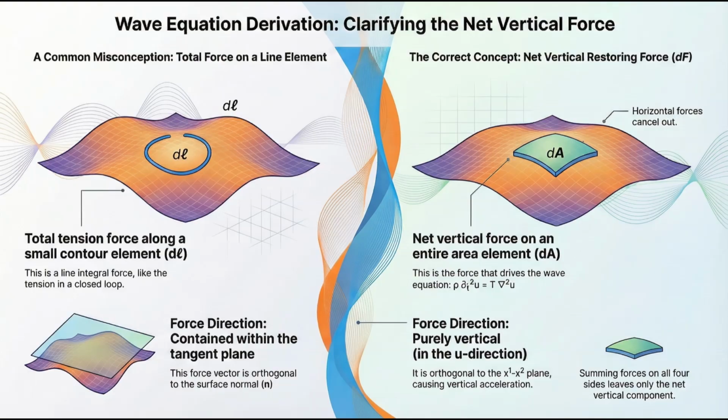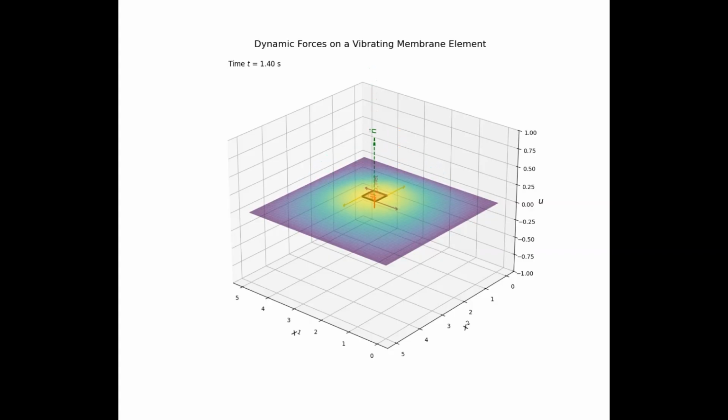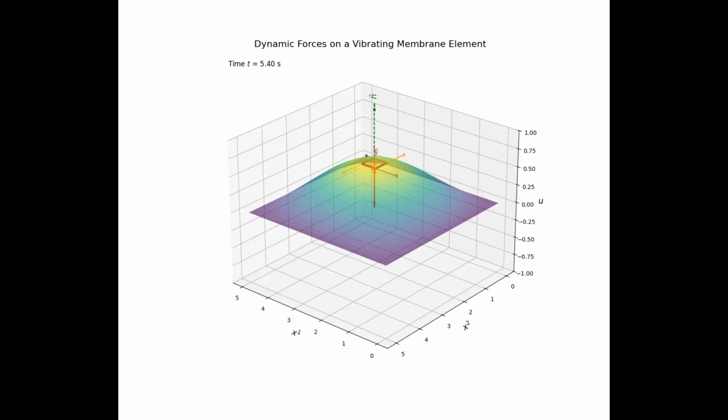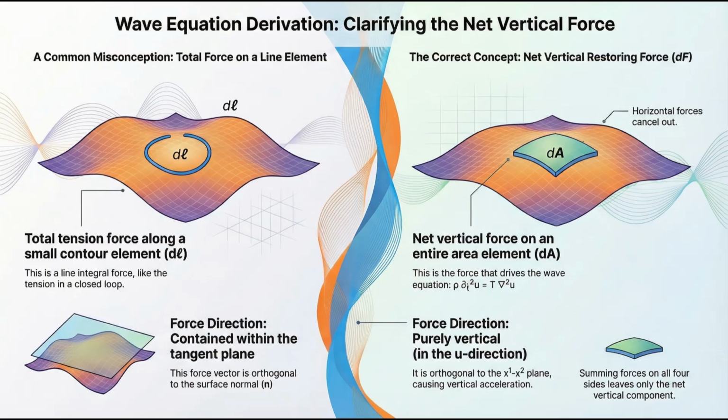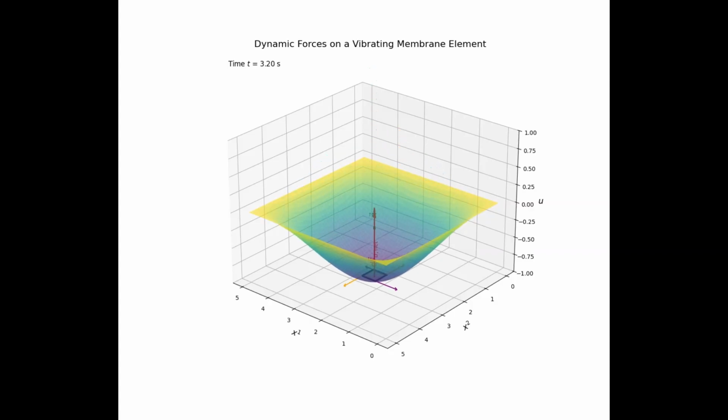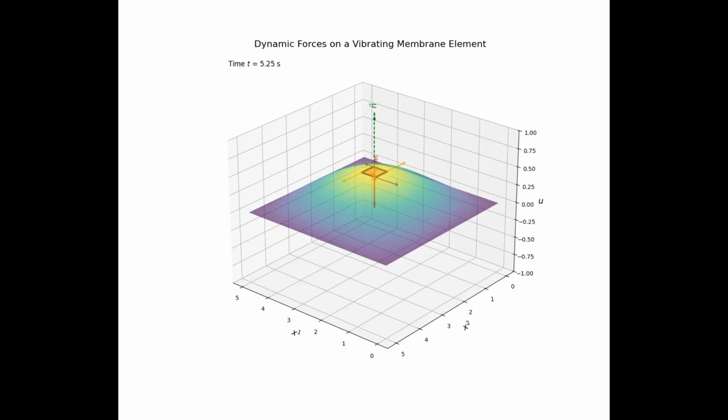Well, the whole point of the wave equation is to look at that up and down motion. So when you add up all the tension forces pulling on a tiny element's four edges, something pretty cool happens. All the horizontal parts just cancel each other out, under the small angle approximation. You're left with just the net force pointing purely in that vertical direction.